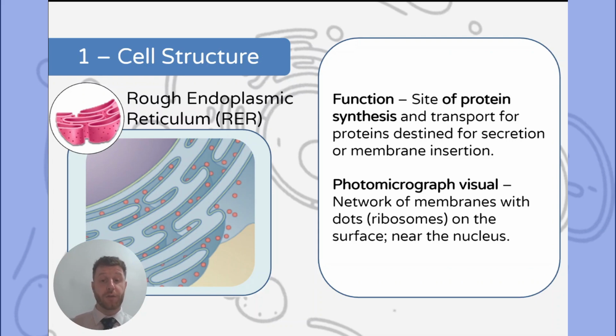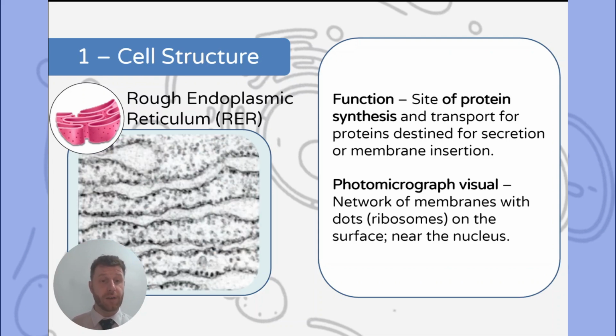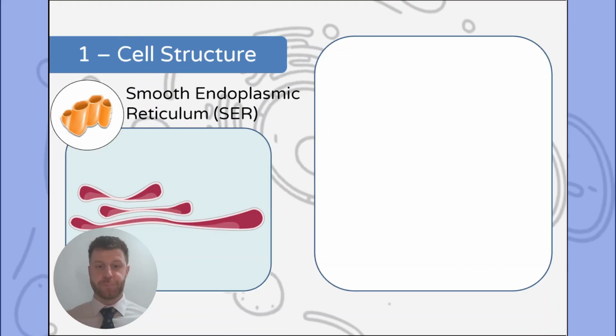You can see that those ribosomes are really clear on the photomicrograph as black dots around the outside of a membrane structure, and that structure usually exists quite close to the nucleus if you're ever looking at a whole cell diagram.